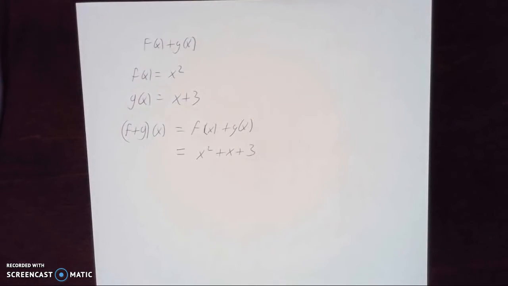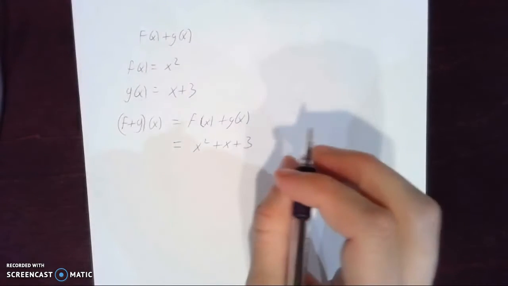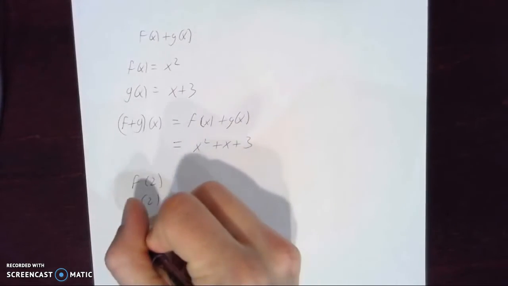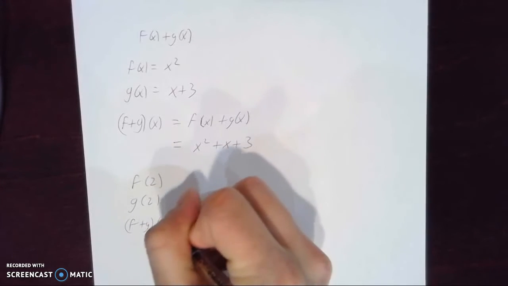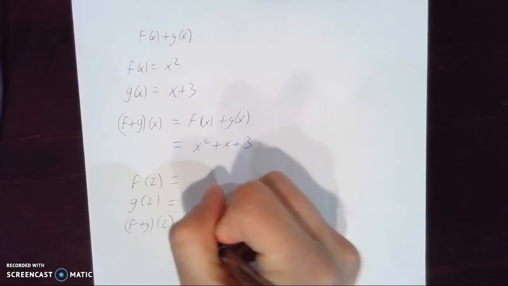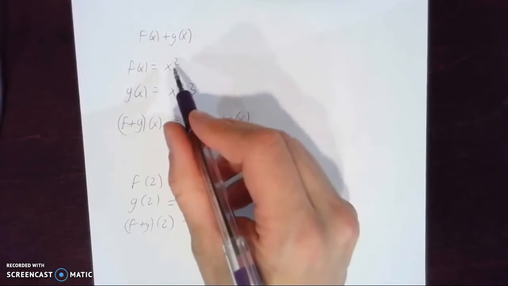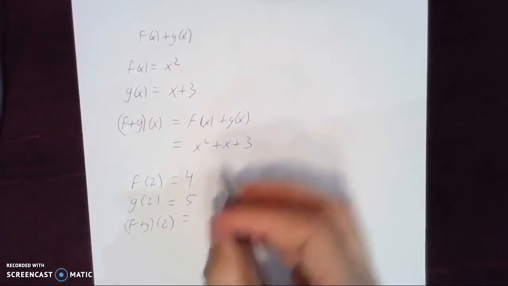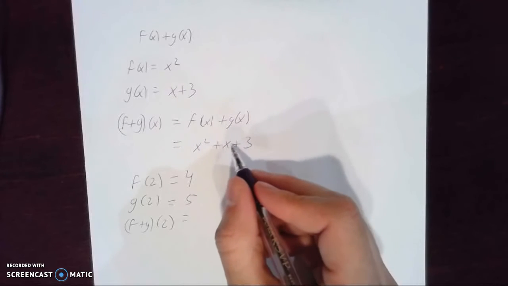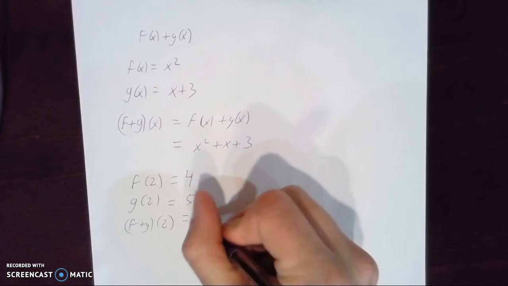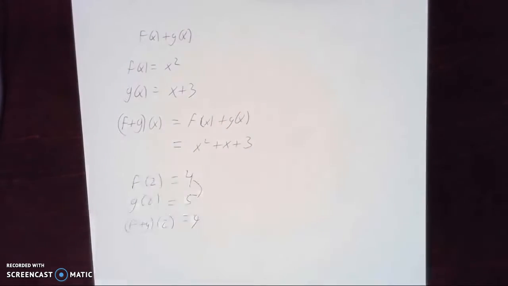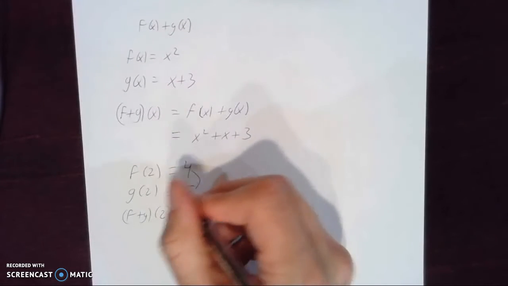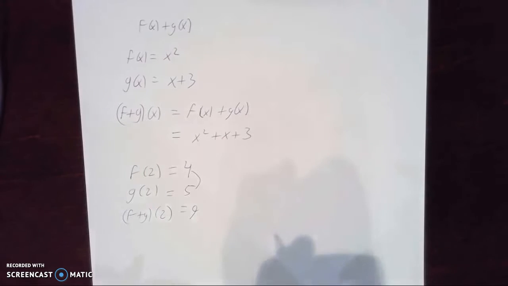If you wanted to find values for these, like f of 2, g of 2, f plus g of 2, there's a couple different ways to do that. So you could plug into each formula. 2 squared is 4, 2 plus 3 is 5. 2 plugged into here, you get 4 plus 2 plus 3 is 9, which, note, is just the 4 plus 5.